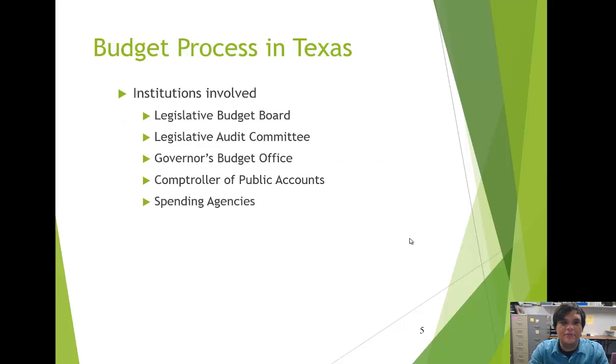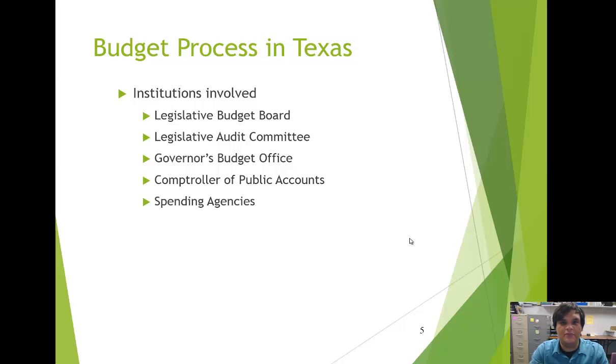Here in Texas, our budget process includes different institutions. The budget process has a number of inputs and outputs, but there are certain institutions involved. The first one we've talked about a number of times, within the legislature lecture, and also within the plural executive.